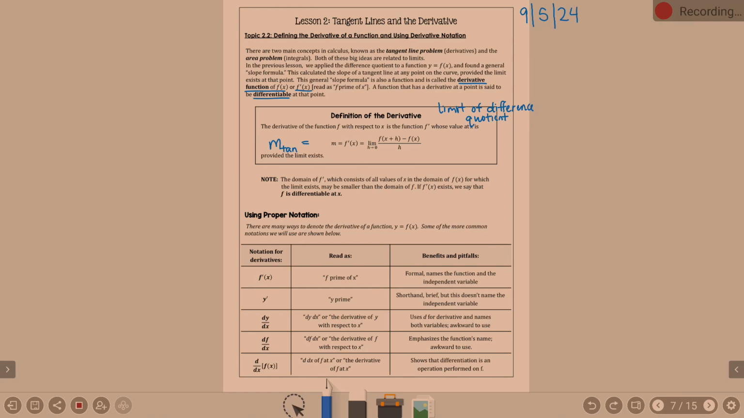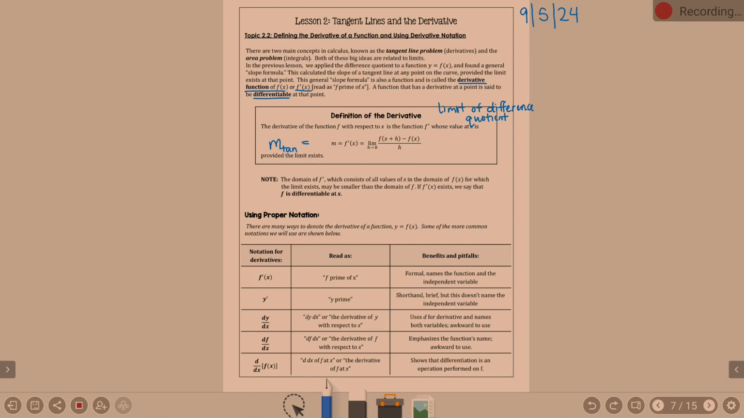But you need to be able to recognize this setup because they might give you something in this setup and expect you to find the derivative. That would be easy if you recognize it as a derivative. So, proper notation. One of the most common ones is f prime of x. Some benefits and pitfalls: it's our formal notation. It names the function and the independent variable. So it's telling you the function is f, the independent variable is x. It's a formal way.